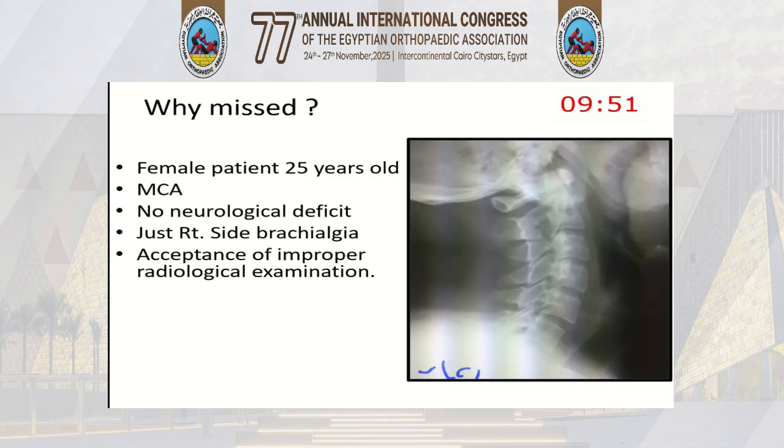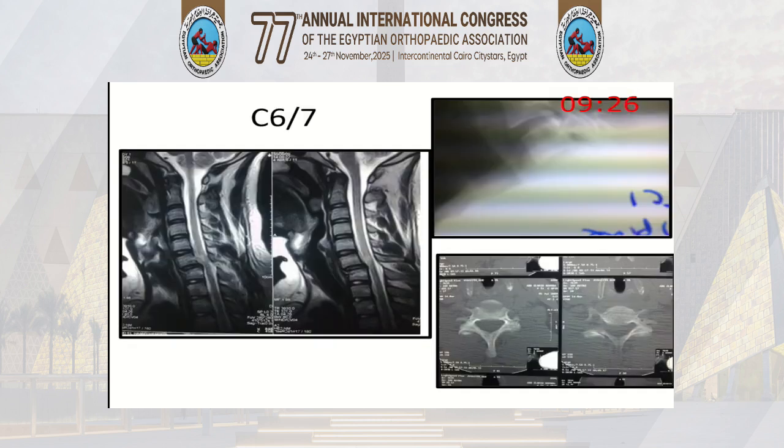This is the third patient, a female, 25 years old, who had a motor car accident but no neurological deficit, just right brachialgia, and the cause of delay was acceptance of an improper X-ray. As we see, the diagnosis was a C6-7 dislocation, which was not clear on the X-ray. This is the C6-7 dislocation of this woman.